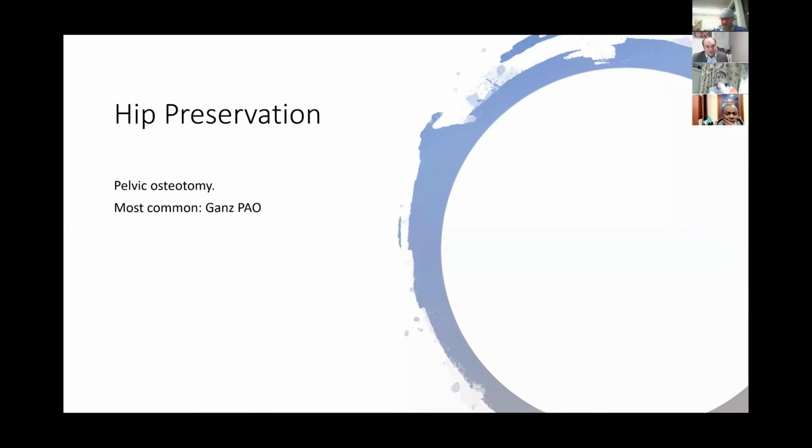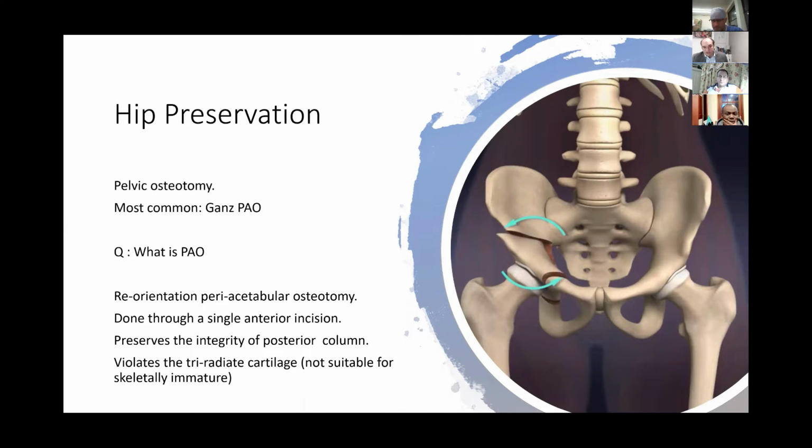When we talk about hip preservation, the most commonly performed osteotomy is the Ganz periacetabular osteotomy, also known as the Bernese osteotomy. There are different osteotomies. In Birmingham, for example, we use the Birmingham interlocking triple pelvic osteotomy. However, this is the more common one. I don't think we need to know much detail about it for the FRCS exam, just that it's a reorientation osteotomy done through a single anterior approach, and that preserves the integrity of the posterior column. That's the whole idea of the periacetabular osteotomy, preserving that posterior column.